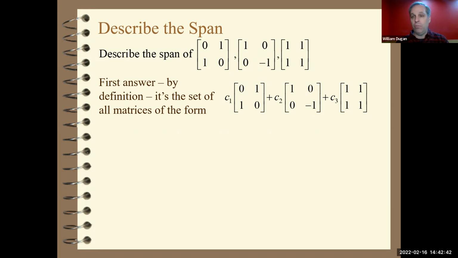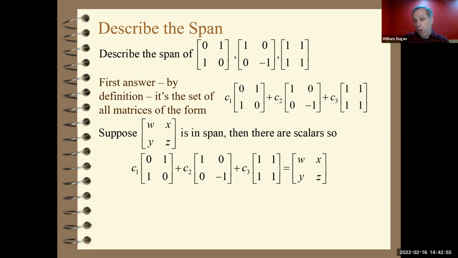To do so, let's pretend that some matrix, in this case it has to be a 2 by 2, is in the span. And let's see if we can figure out some kind of relationship between all the entries in that matrix. So let's suppose the matrix W, X, Y, Z is in the span. And let's see if there's some kind of dependency between W, X, Y, and Z. If it is in the span, that means there must be a linear combination of the three matrices that adds up to my matrix W, X, Y, Z.